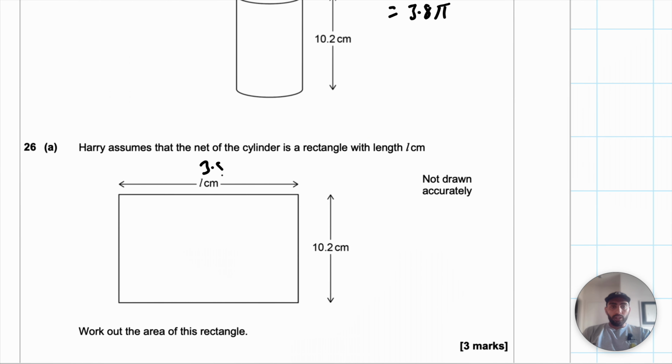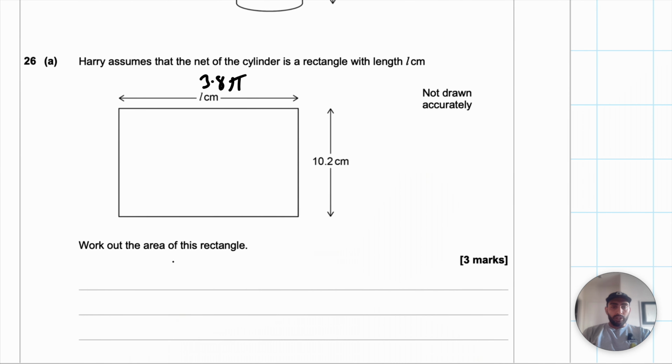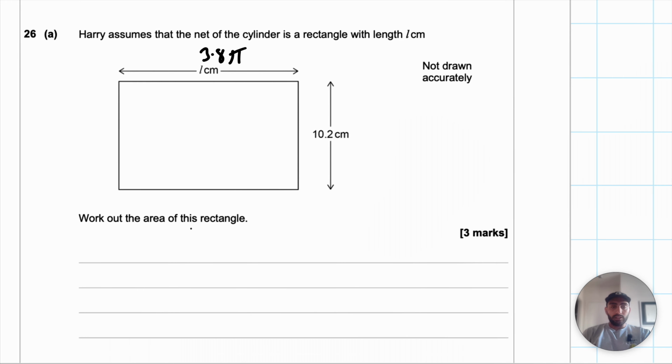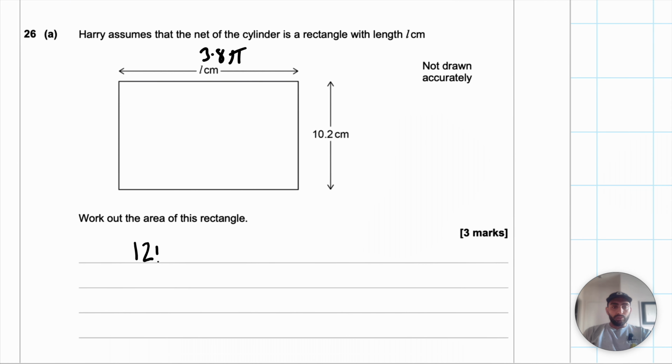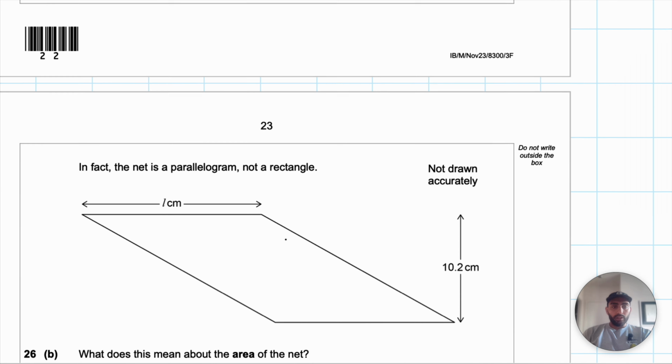So it's 3.8 pi. We want the area of the rectangle, so we just do base times height. So it's 3.8 pi multiplied by 10.2, which is 121.768, and that would be in centimeters squared. So I did 3.8 pi times 10.2 for that one.